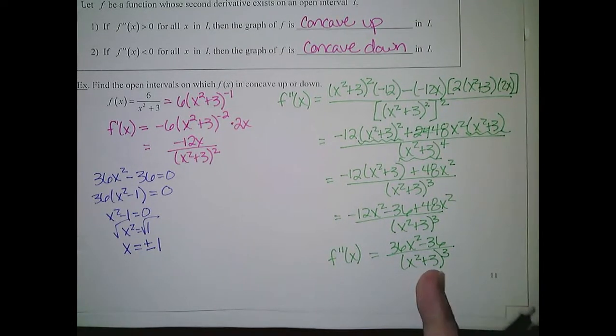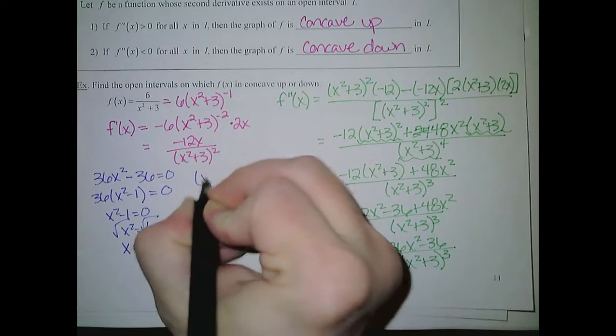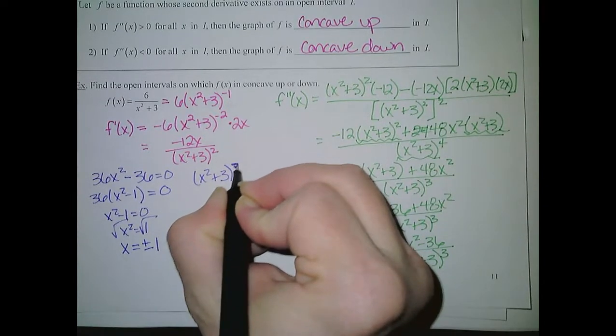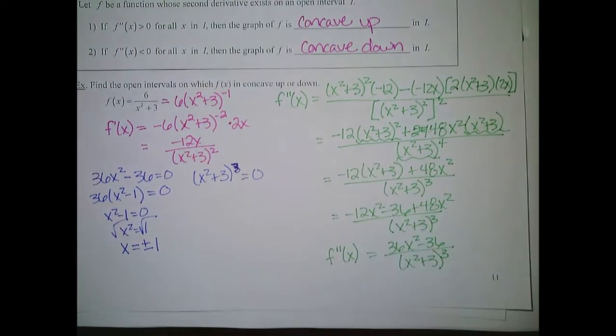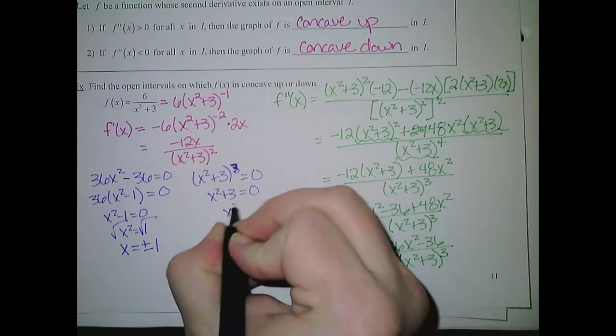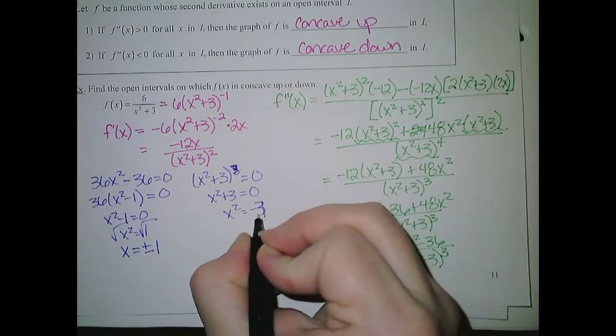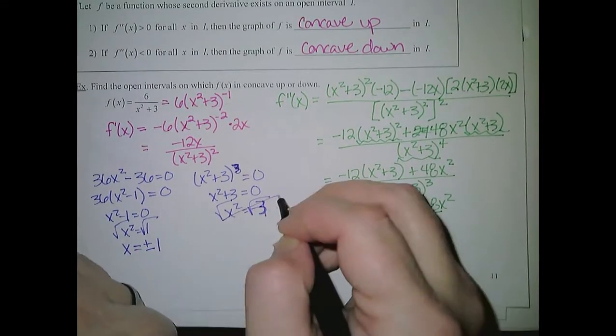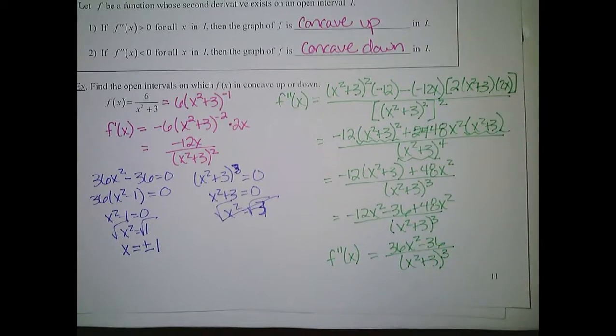The second derivative would not exist if the denominator, oh, that's cubed. So x squared plus 3 cubed is equal to 0. That happens if x squared plus 3 equals 0, which happens if x squared is equal to negative 3. And if we tried to take the square root of both sides, we would see that there was no real number that would make the denominator equal to 0. So we have no places where the second derivative is undefined.